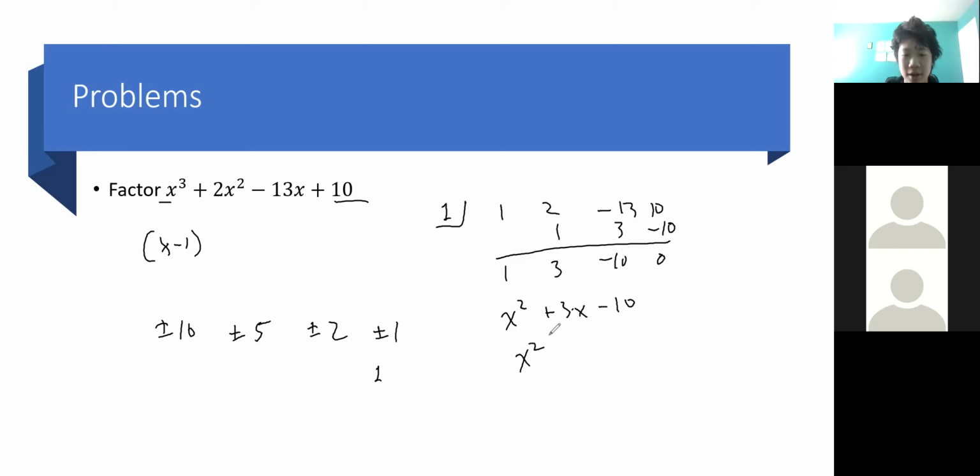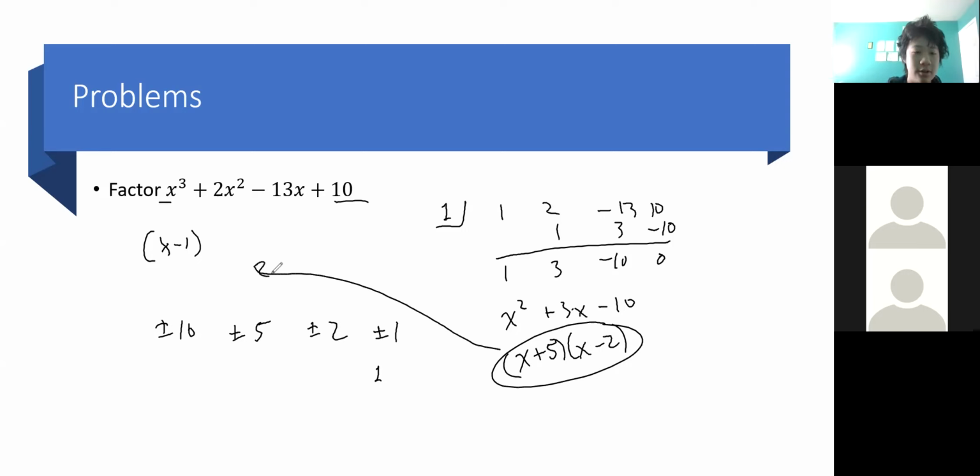So this is x squared. This is x plus 5, x minus 2. Factoring. So these go in there. So the factored form is that. Right? Any questions? Cool.